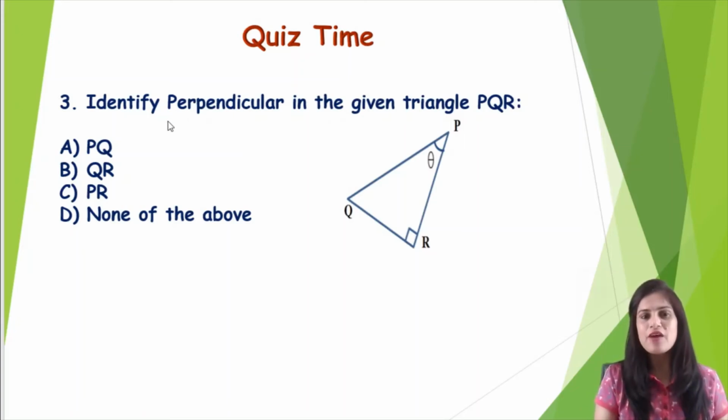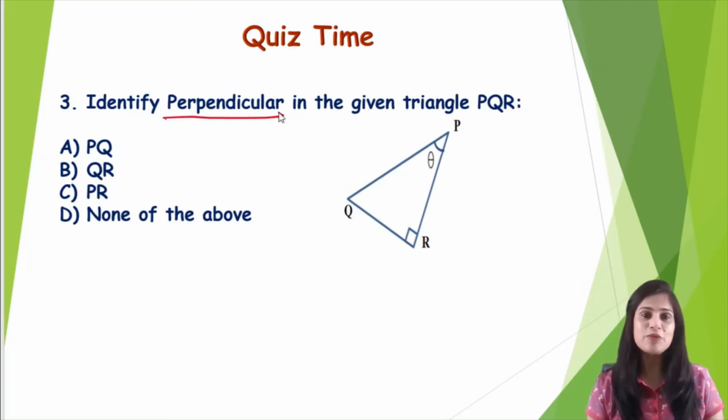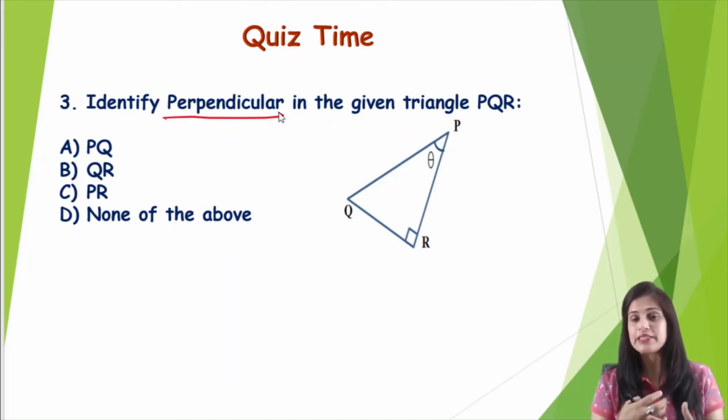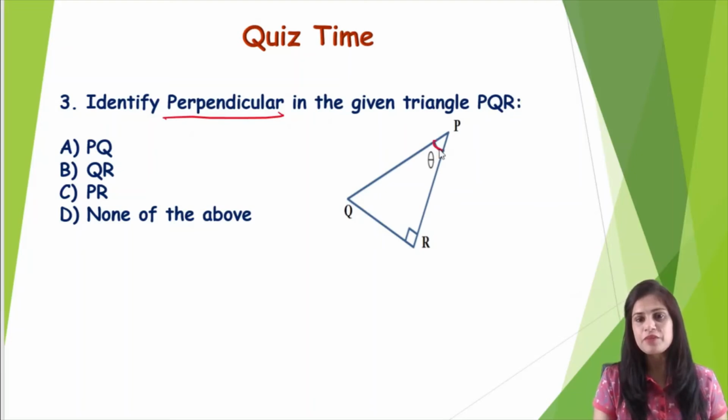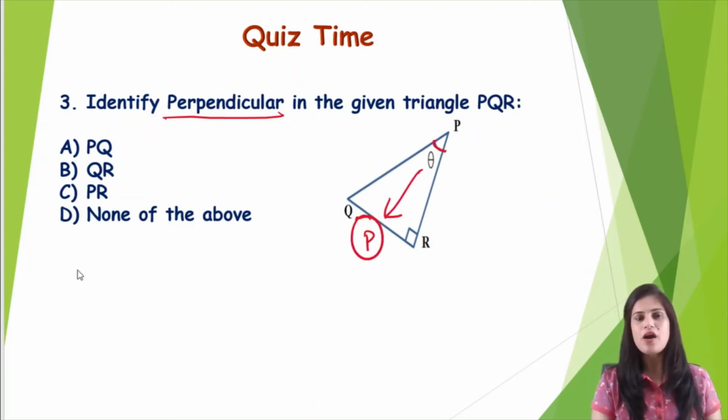Question number 3 in quiz time. This time we have to identify perpendicular. How to find perpendicular? Very easy. See the triangle PQR and find out the theta. Theta is at P. Side opposite to theta is perpendicular. QR. Option B. Very easy.